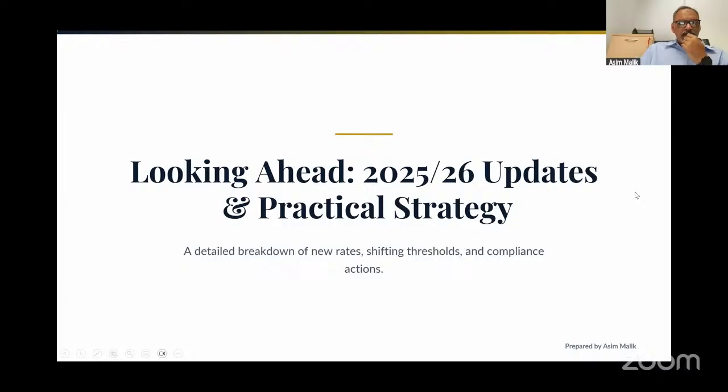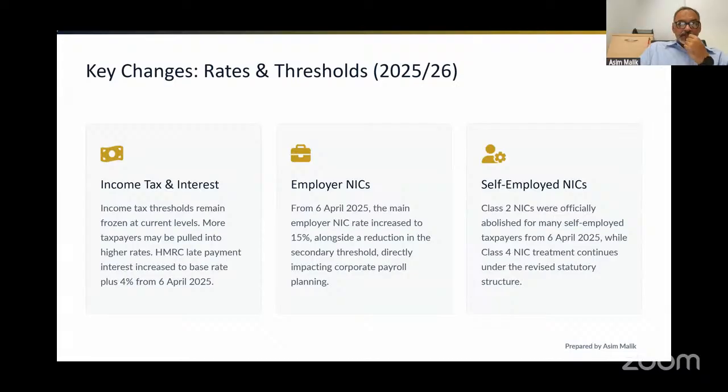Now, what is going to change? Thresholds. Income tax thresholds are frozen for a number of years, and they will be until 2028. There will be a new budget in October this year, which will basically define whether they are going to extend those limits frozen or they're going to change it, but it's mainly frozen.